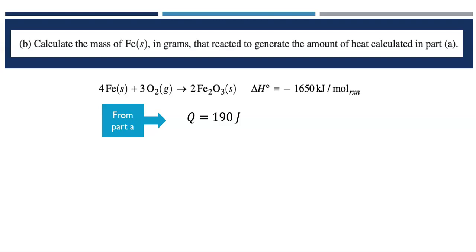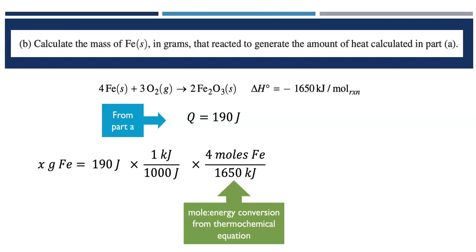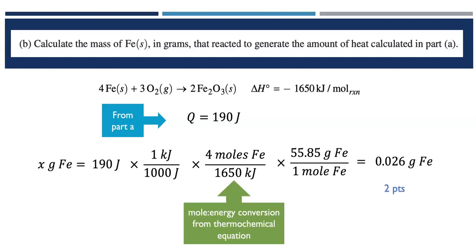We know that for every 4 moles of iron that react, 1,650 kilojoules are generated. And so we just need to set that up with factor label. Dimensional analysis can be your best friend. We do need to make sure that we convert our joules from part A to kilojoules because our delta H was in kilojoules. And then we can use our mass-energy relationship, and then we use the molar mass of iron to get our final answer. Altogether, this was worth 2 points.